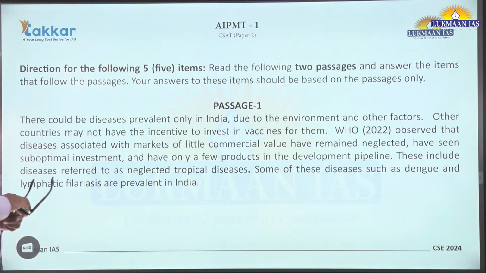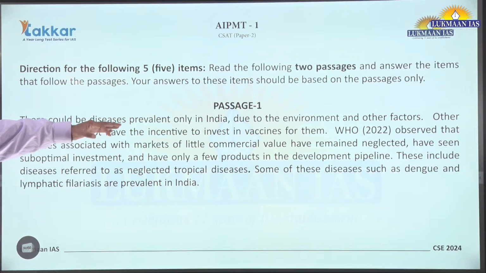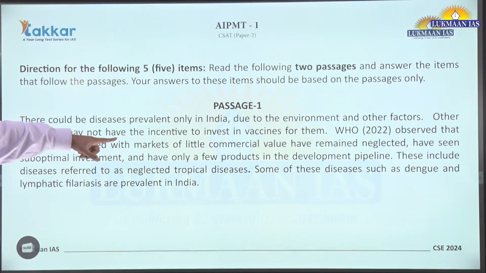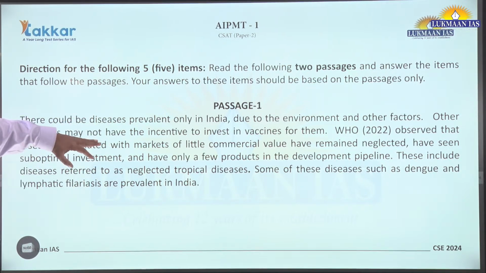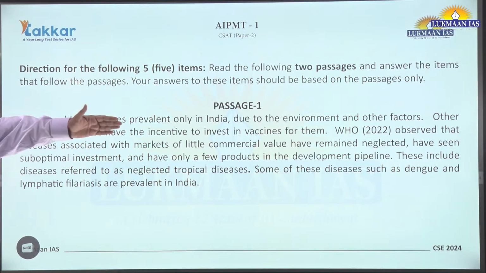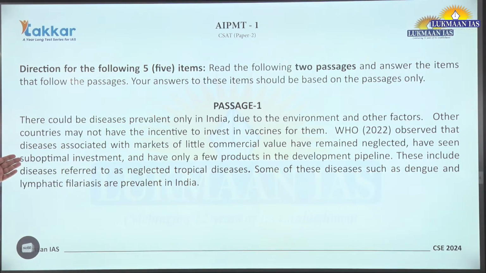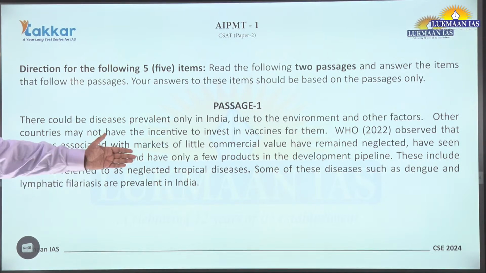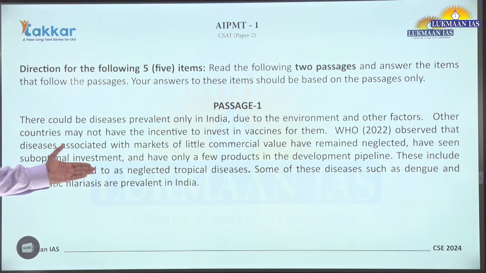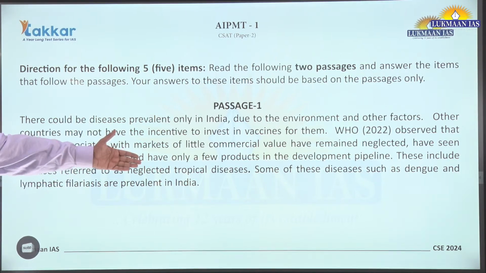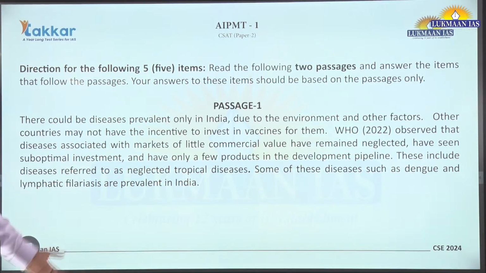There could be diseases prevalent only in India due to the environment and other factors. Other countries may not have the incentive to invest in the vaccines. So the WHO observed that diseases associated with markets of little commercial value have remained neglected, have had suboptimal investment, and have only a few products in the developmental pipeline. These include diseases referred to as neglected tropical diseases, for example, dengue and lymphatic filariasis.